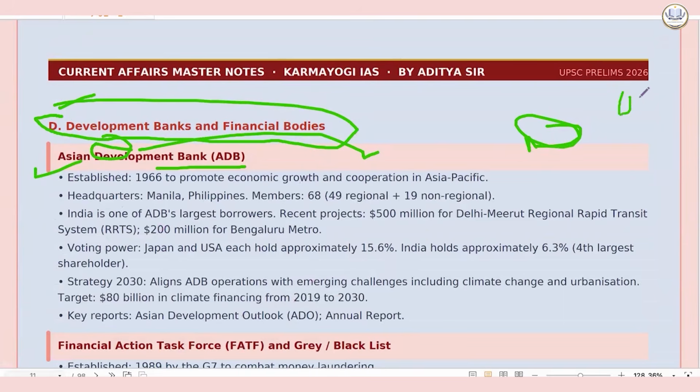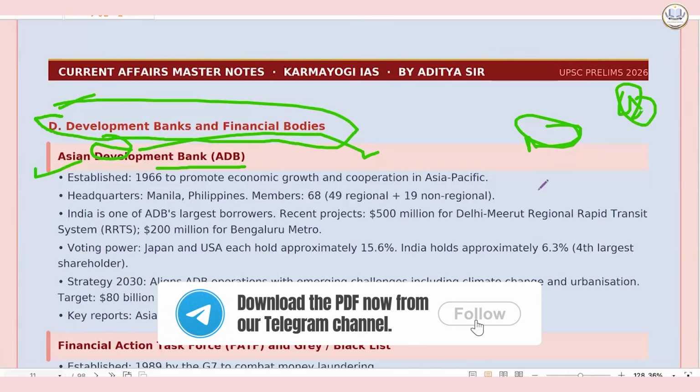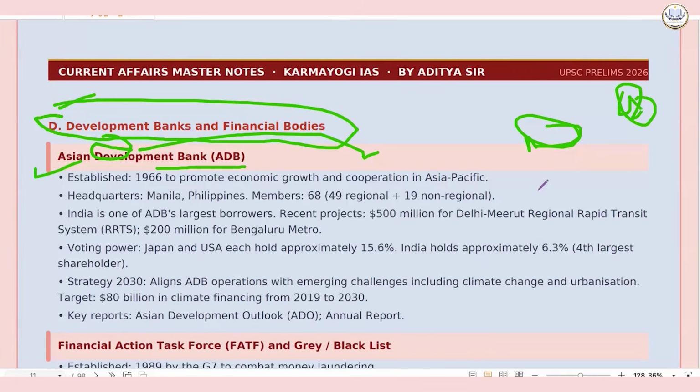We have 68 members, 49 regional and 19 non-regional. So non-regional means not belonging to this region. We have USA as well. So if they say that all the member countries are from Asia, then it is a wrong statement. India is one of the Asian Development Bank's largest borrowers. So you see there is the Delhi Meerut Regional Rapid Transport System or Bangalore Metro. We have borrowed from them.